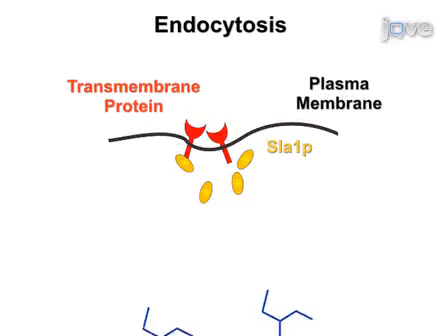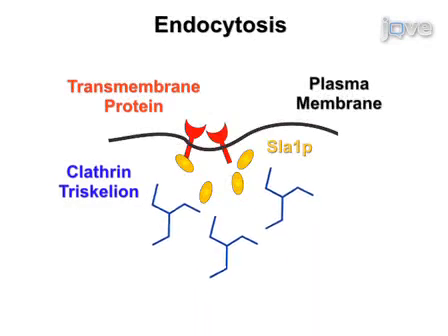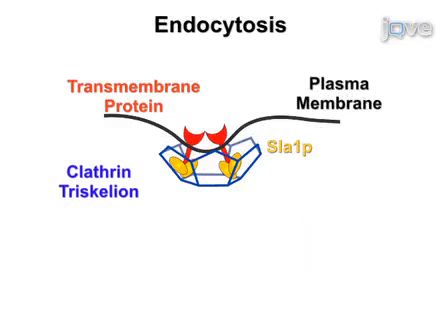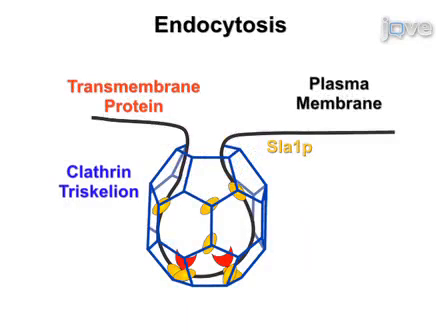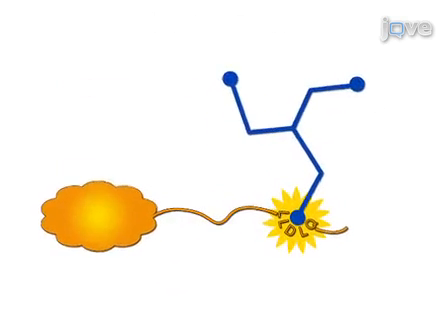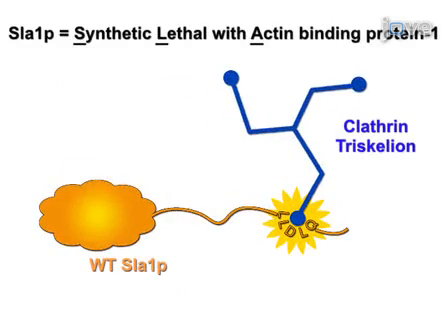During clathrin-mediated endocytosis, a polyhedral lattice of clathrin is linked to membrane proteins or lipids via clathrin-binding adapter proteins, such as SLA1. SLA1 binds clathrin through its variant clathrin box, or VCB.